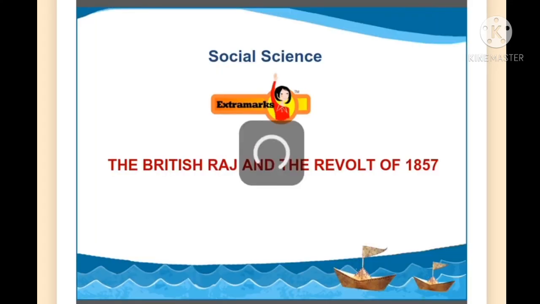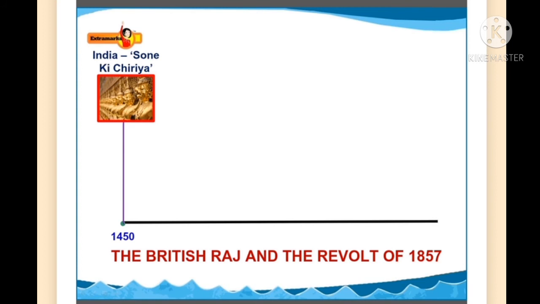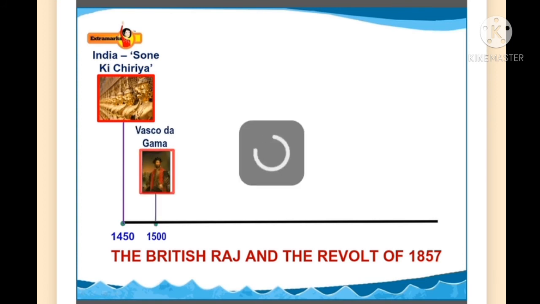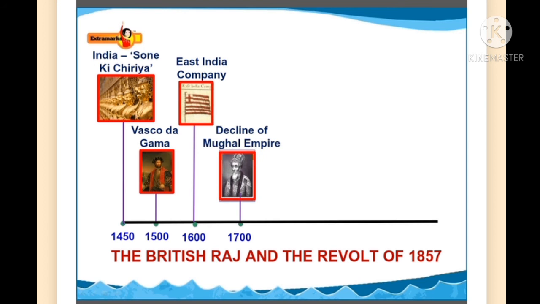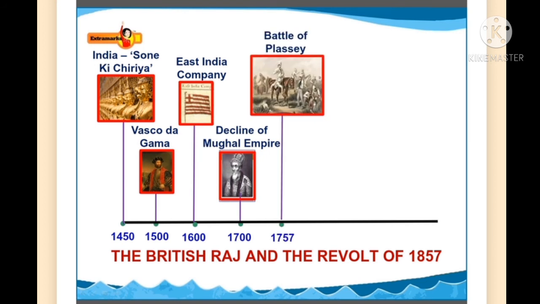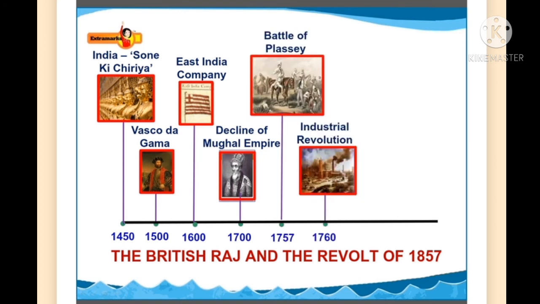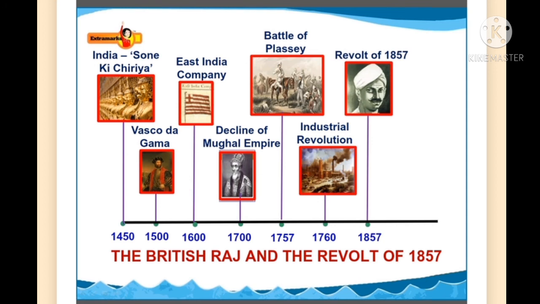Social Science, the British Raj and the Revolt of 1857. Over the last 1000 years or so, India has seen many different rulers and regimes. Today, we will focus on a very important period of Indian history, the British Raj and the Revolt of 1857.